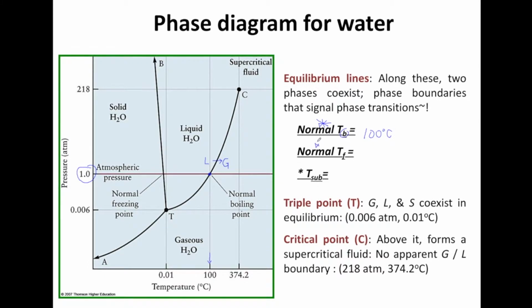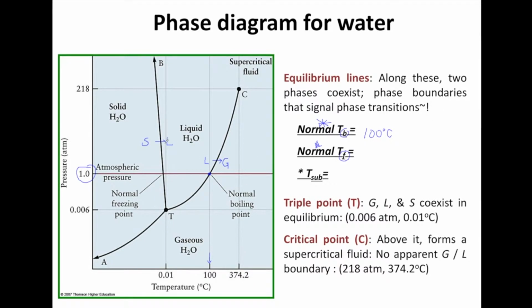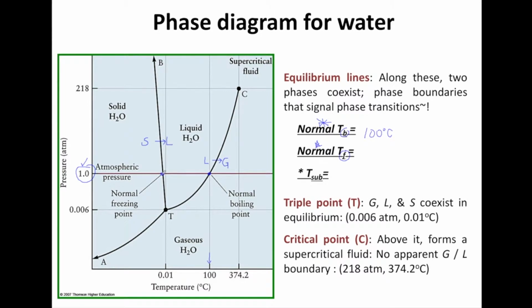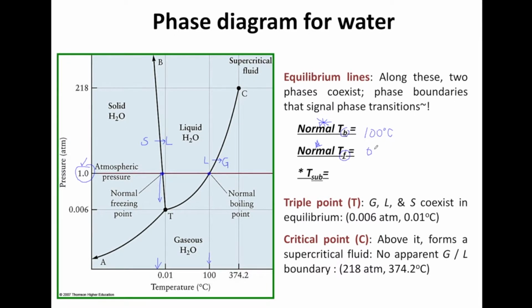Now, normal fusion point, because it's fusion, you're going to be talking about the transition between the solid and the liquid. Because it's normal, you're going to look at 1 atmosphere of pressure. You keep the pressure constant. Once you reach the equilibrium line for this transition, you go ahead and read what is the temperature that corresponds to that, and in this case it's going to be 0 Celsius.